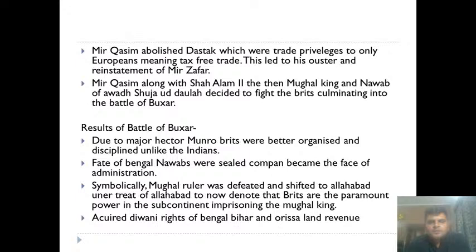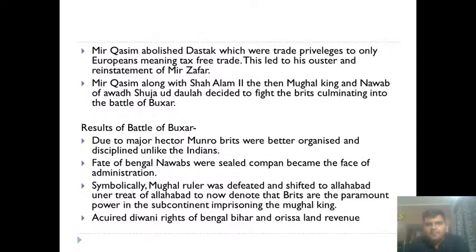Now, the things that were sold through Dastak were at one tenth of the price available in the market. So inflation was also happening: too much money chasing too few goods, and then an overall rise in prices. This trade privilege was only given to Europeans, and these Europeans were transferring the Dastak for a higher sum of money. Ultimately, the market was shrinking.